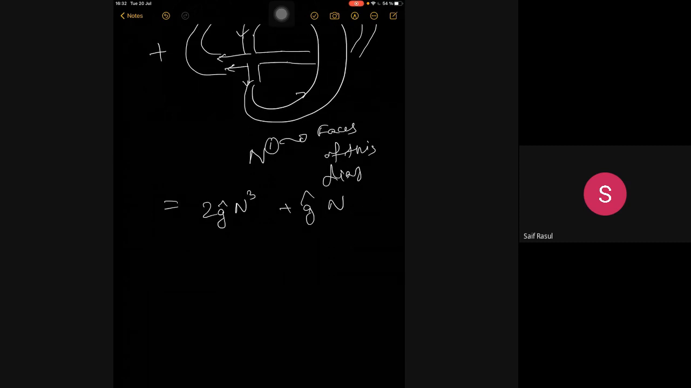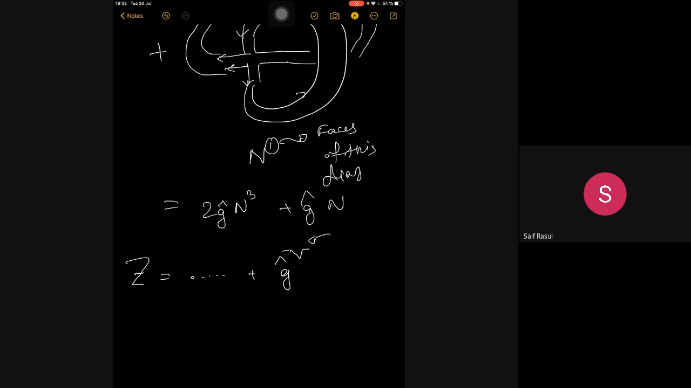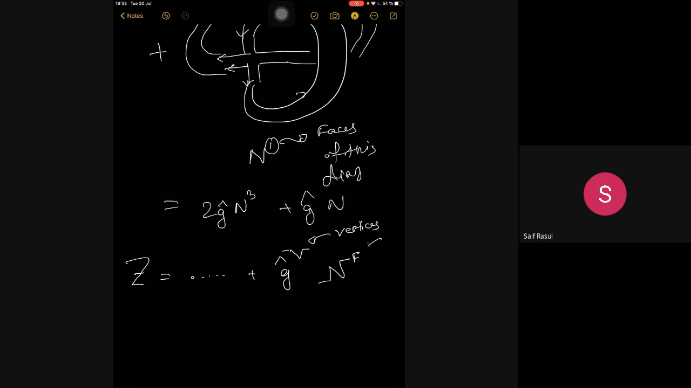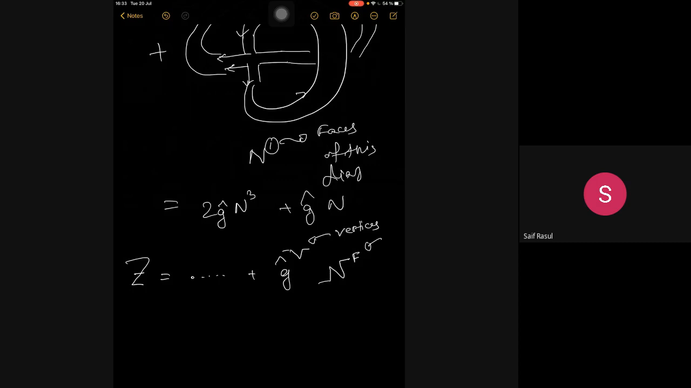So our partition function expansion will have two things. One, the power of the coupling, or the power of G hat, will tell me how many vertices I have, or what vertex diagram I'm looking at. Another one is the power of N. That will tell me how many faces I'm looking at. Okay, let's see what else we have got.